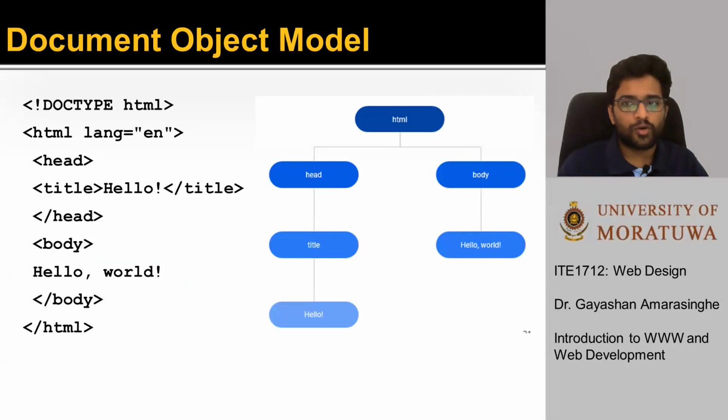We call this the document object model, or DOM model. Here's how the DOM for this web page looks. In this tree-like structure, you can see on the right-hand side, the HTML element stays as the parent.